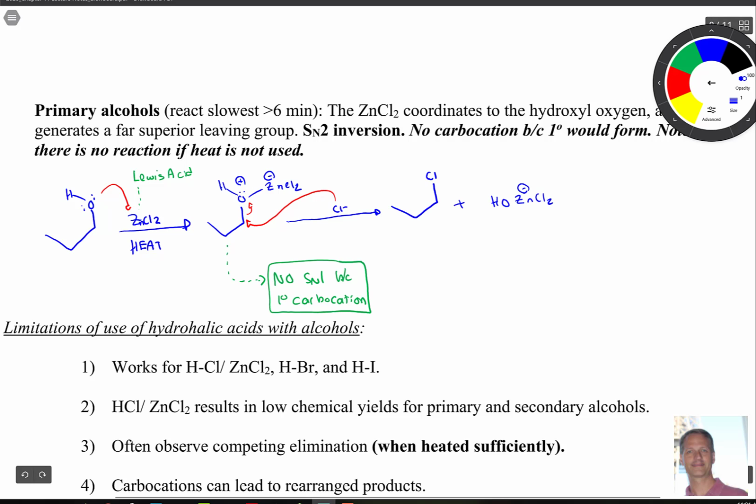And then you would end up with 1, 2, 3, and your chloride right there, plus HOZnCl2 minus. A couple notes about this before we continue. This is a slow reaction, right? Because that SN2 is slower than SN1. And also because the reaction does not proceed via SN1.